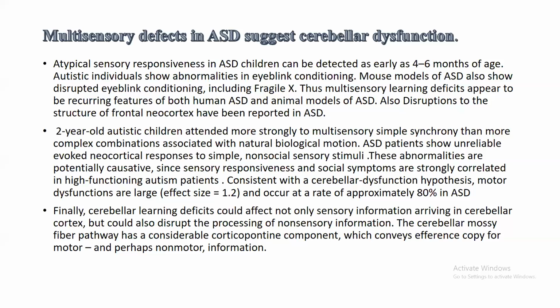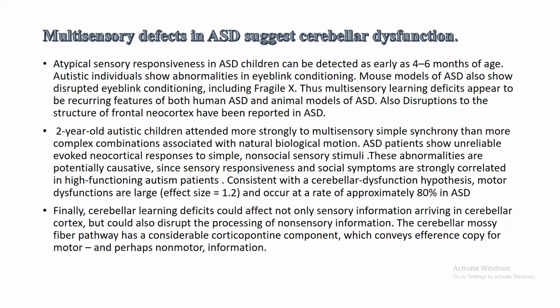Also, disruptions to the structure of frontal neocortex have been reported in ASD. Two-year-old autistic children attended more strongly to multisensory simple synchrony than to more complex combinations associated with natural biological motion. ASD patients show unreliable evoked neocortical responses to simple and non-social sensory stimuli. These abnormalities are potentially causative, since sensory responsiveness and social symptoms are strongly correlated in high-functioning autism patients.